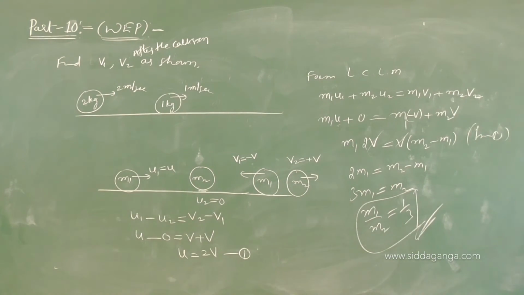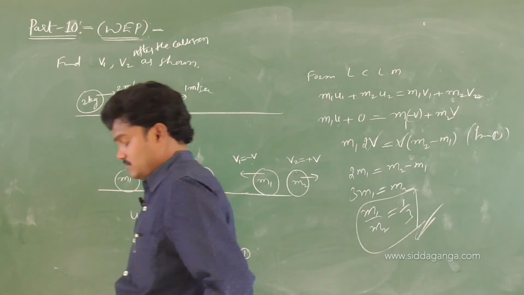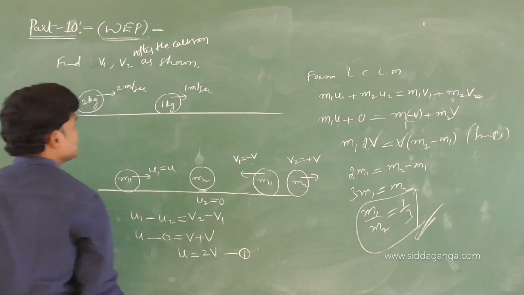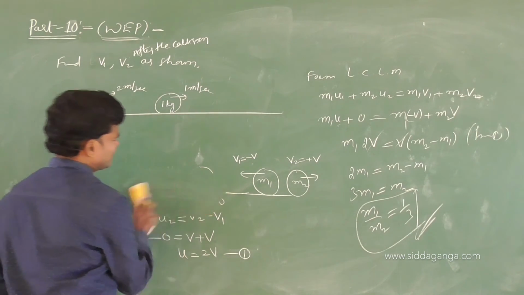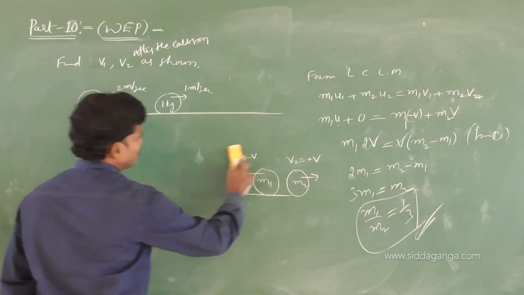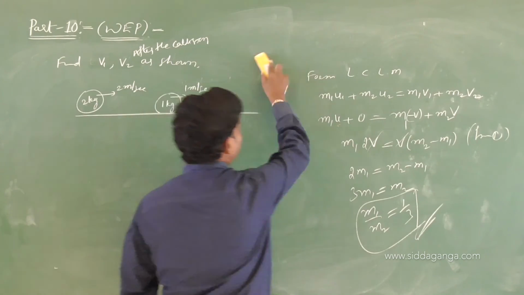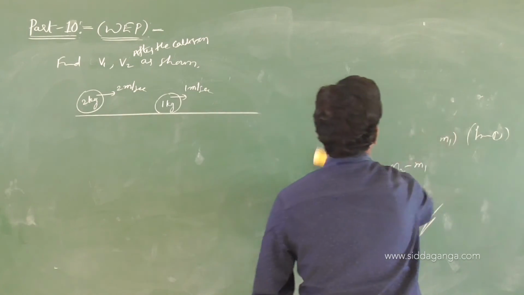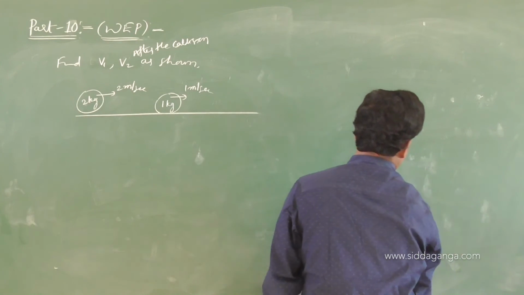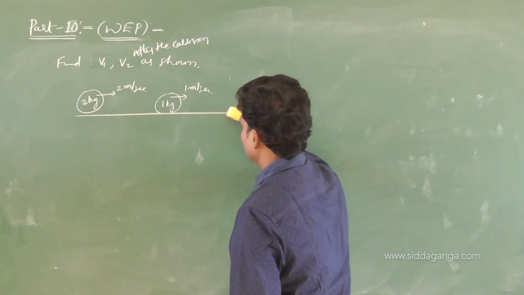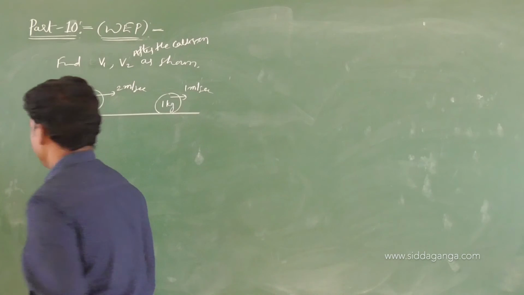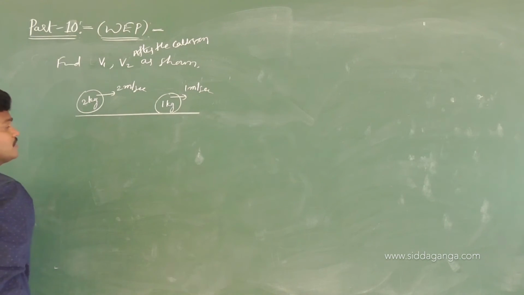I given some simple question. A 2 kg mass moves with 2 meter per second. A 1 kg mass moves with 1 meter per second. Then they are asking find V1, V2 after the collision. Means find final velocities of the two particles after the collision.